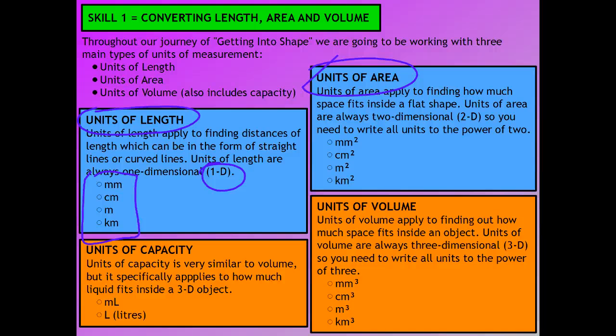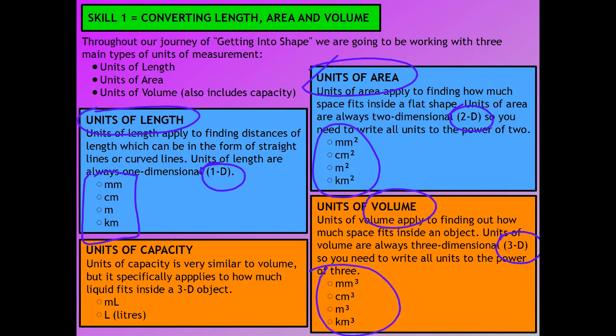Units of area apply to finding how much space fits inside a flat shape. Units of area are always two-dimensional, so you need to write all units to the power of 2. With units of volume, they apply to finding how much space fits inside an object. Units of volume are always three-dimensional, so now all of these units have a power of 3.